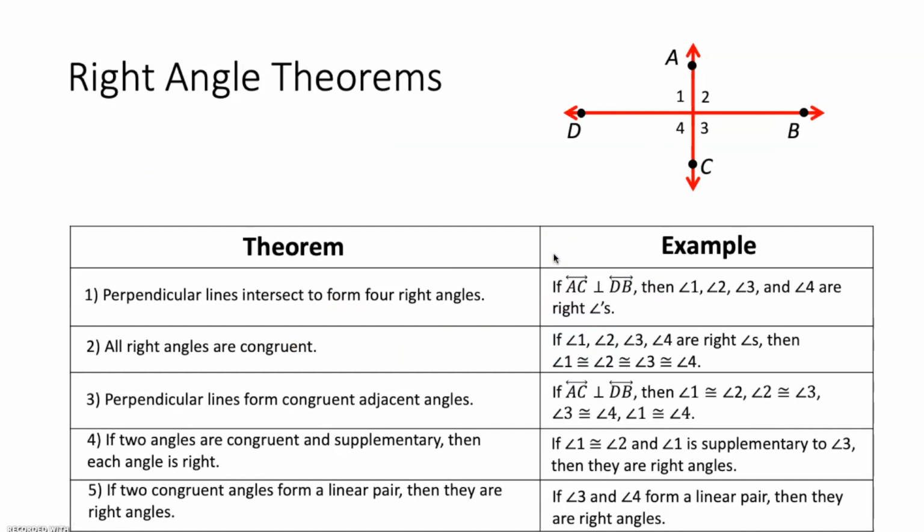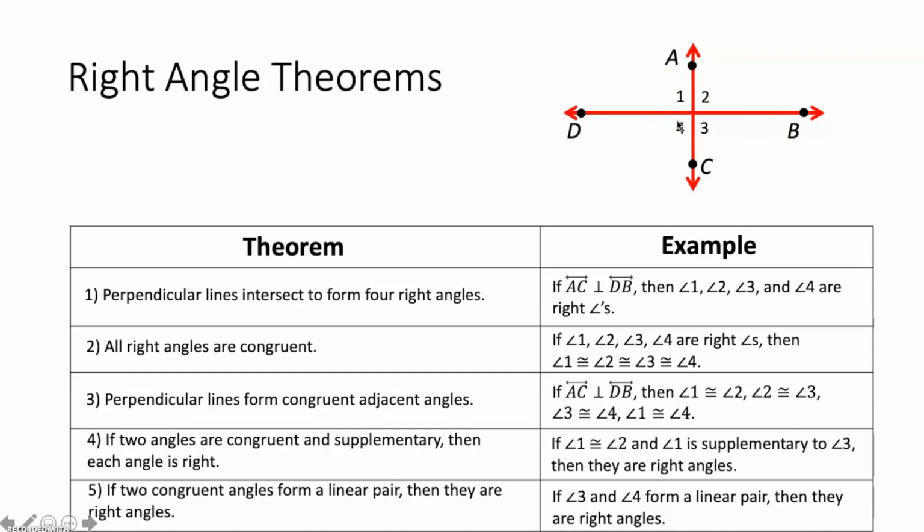Now, there are 5 right angle theorems that I want to talk about as well. The first says perpendicular lines intersect to form 4 right angles. And we kind of already knew this, right? If we have line AC and line DB, and we know those two lines are perpendicular to one another, then we know that angle 1, angle 2, angle 3, and angle 4 must be right angles because perpendicular lines intersect to form 4 right angles.